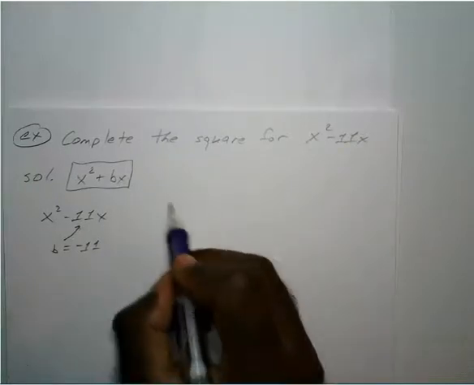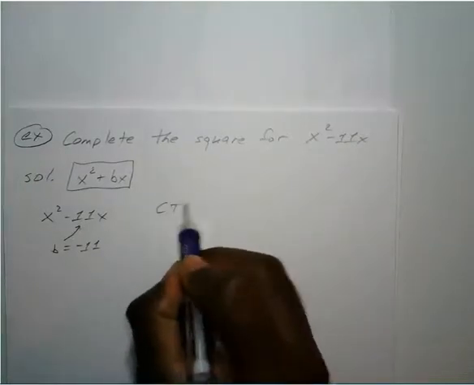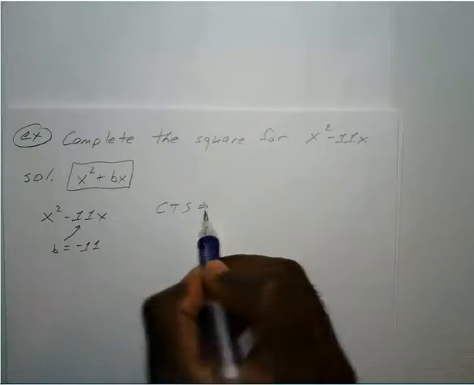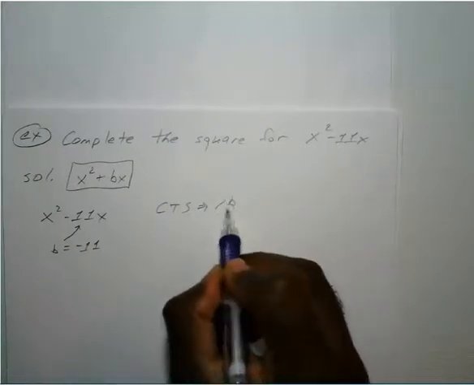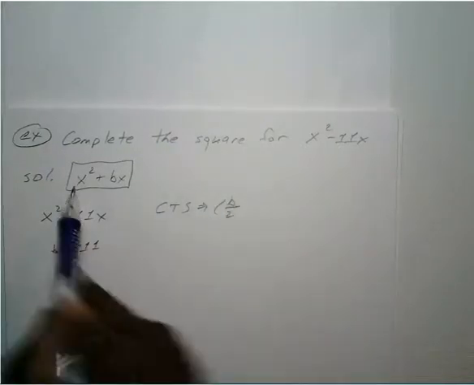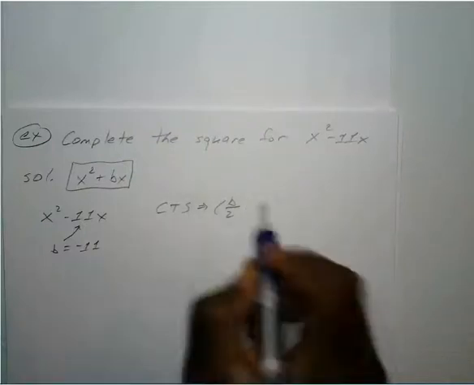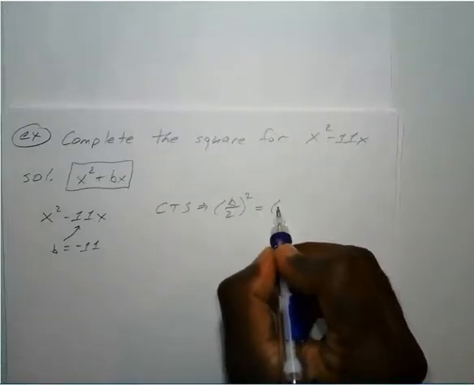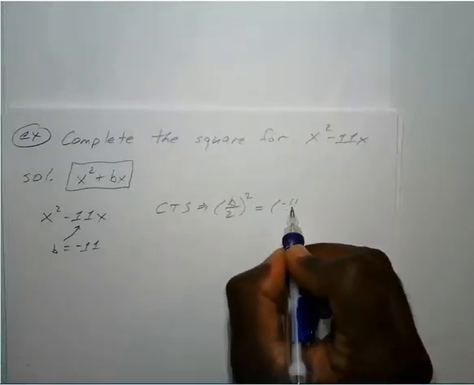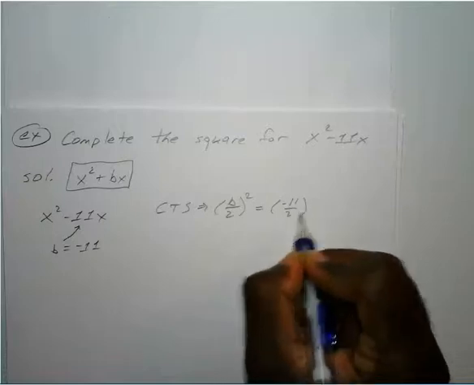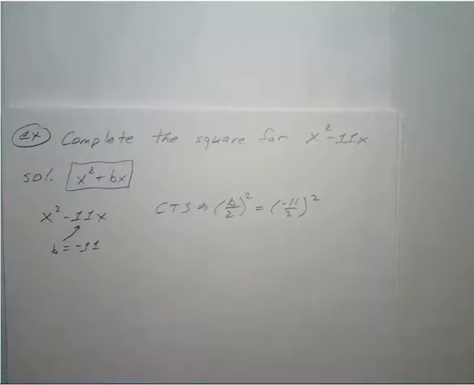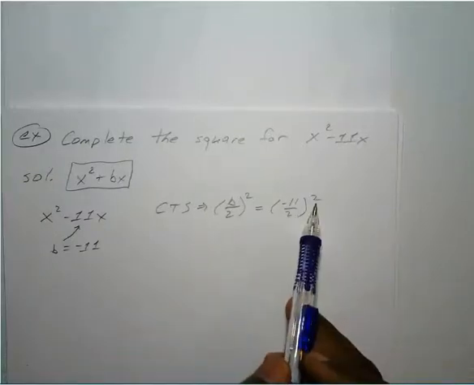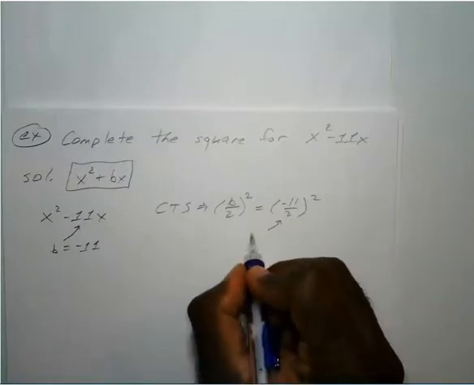So if we want to complete the square, remember that b divided by 2 is over 2a, but a is equal to 1. So it's (b divided by 2) squared, which is equal to (negative 11 over 2) squared. Remember, before you apply the squared, you want to remember this value.